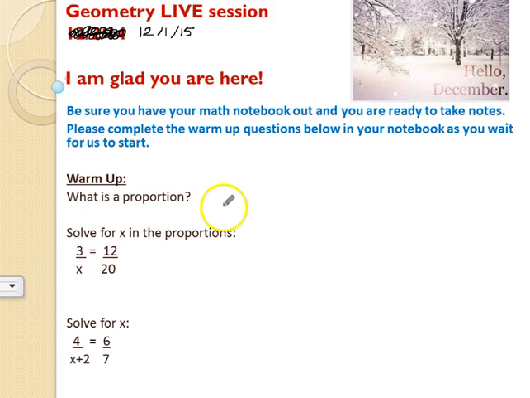Before we get started with the recording and what you're going to be learning this week, I did want to do a short warm-up as we always start with, and there's actually 3 questions this week. So please make sure you've got your math notebook out and you're ready to take good notes. Start with the warm-up problems in your notebook. We're going to start by first reviewing what a proportion is. And if you need to, you can always do a quick web search, you can Google it, to remind yourself what a proportion is.